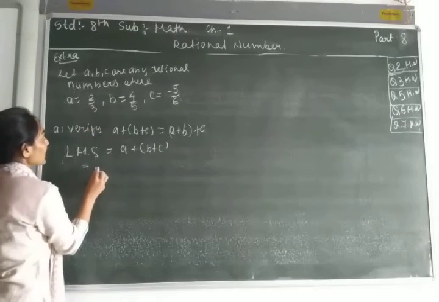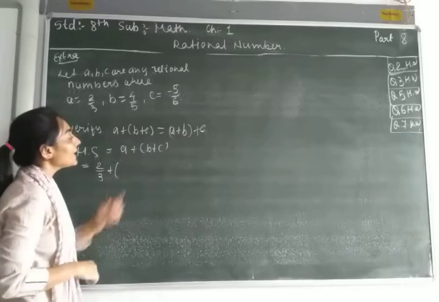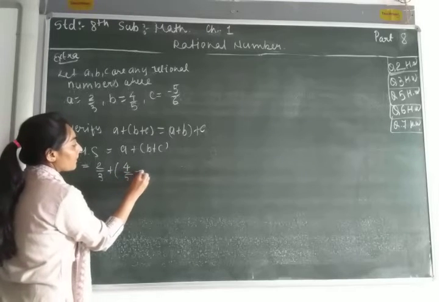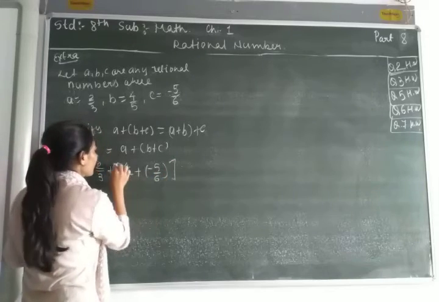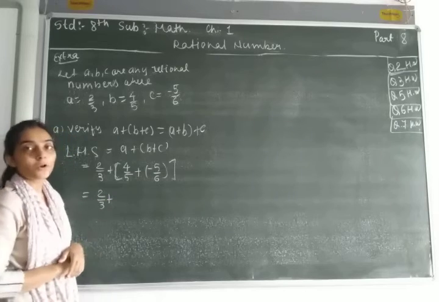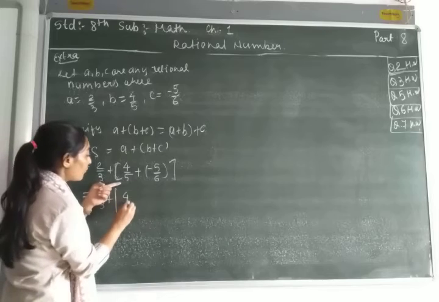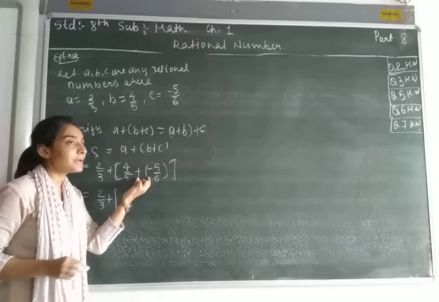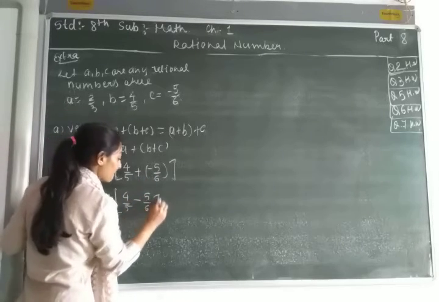Now, what is A? 2 by 3. Plus, what is B plus C? That is 4 by 5 plus minus 5 by 6. Now, 2 by 3 I am taking as it is because of the BODMAS rule. Firstly, solve the bracket only. Now, 4 by 5, and plus and minus, we know that these both signs are in multiplication, so it becomes minus 5 by 6.